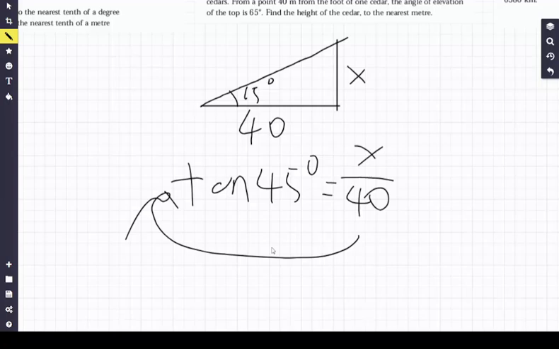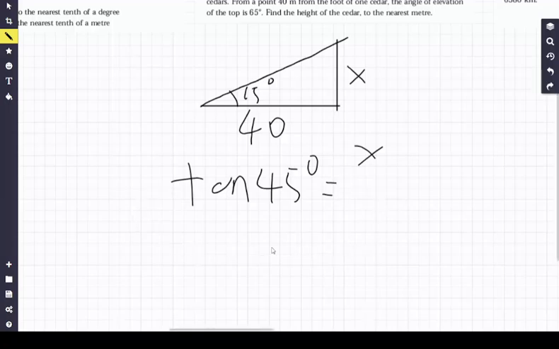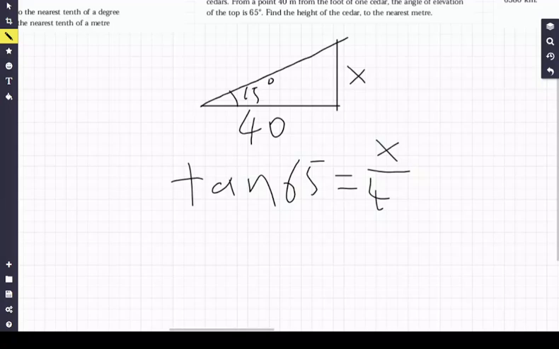Or is it? Sorry, not tangent 45, tangent 65. What was I thinking? My handwriting is a little bit bad. I thought it shouldn't be that easy, which I was right. Sorry guys. So tangent 65 degrees is gonna give us 2.144 something, and then we're gonna multiply that by 40. 85.78. So we're gonna round that.